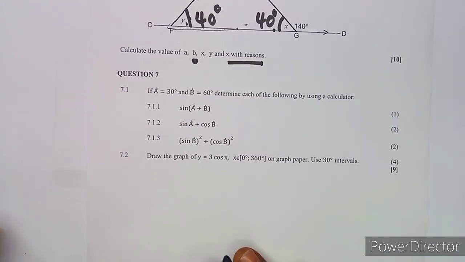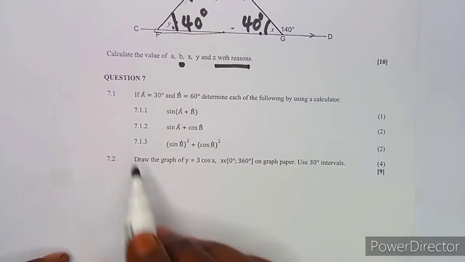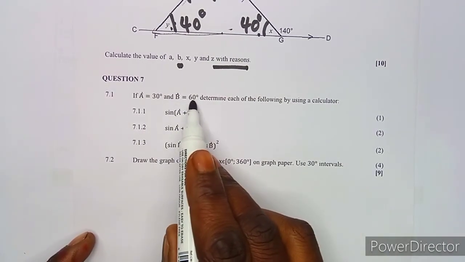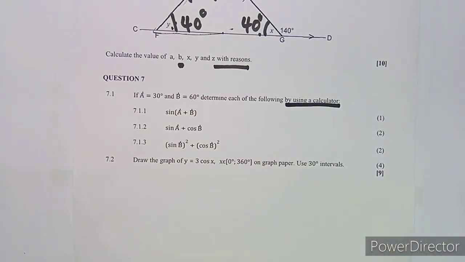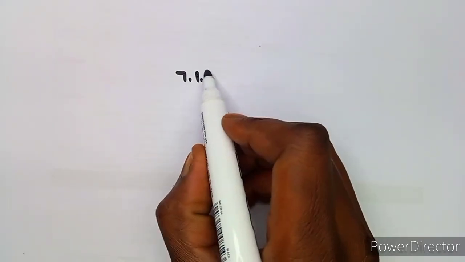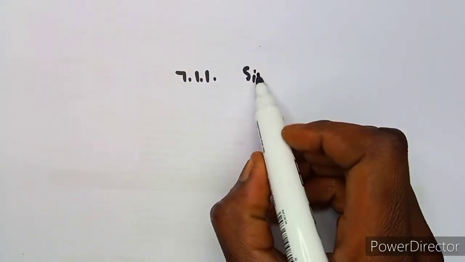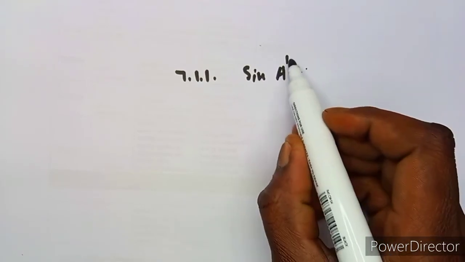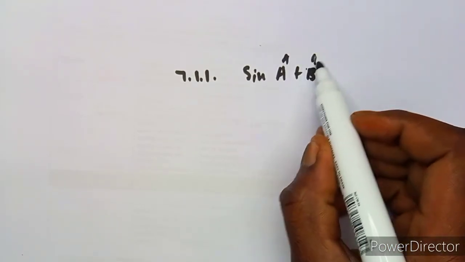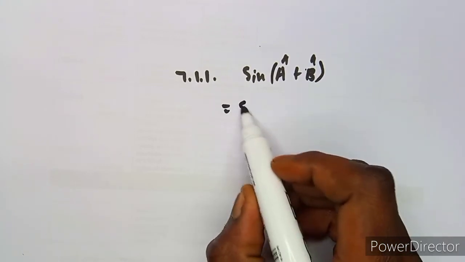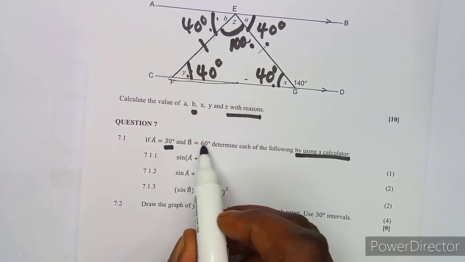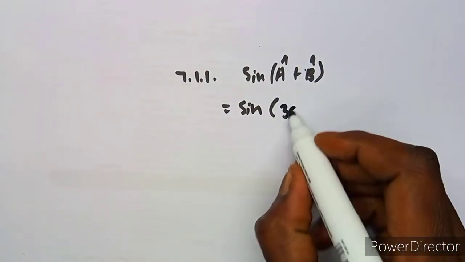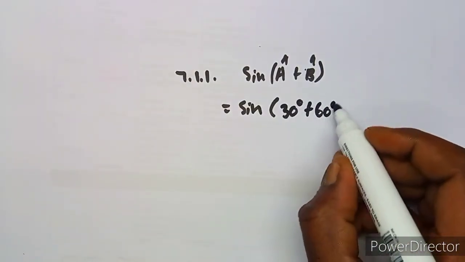Let's see this part here on question 7. We are now given, if a is 30 degrees, b is 60 degrees, determine each of the following by using a calculator. This time they allowed us to use a calculator, which means we are just going to put it this way: sine of angle A plus angle B. So you're just going to substitute. Our A is 30, our B is 60, so it's sine of 30 degrees plus 60 degrees.